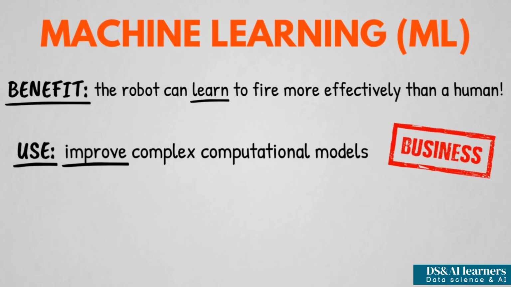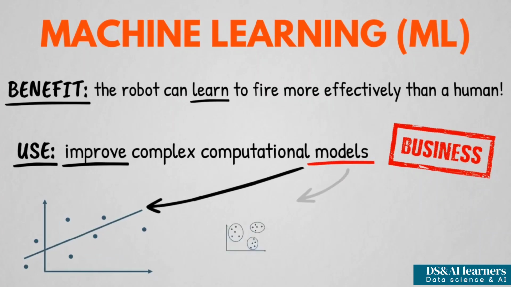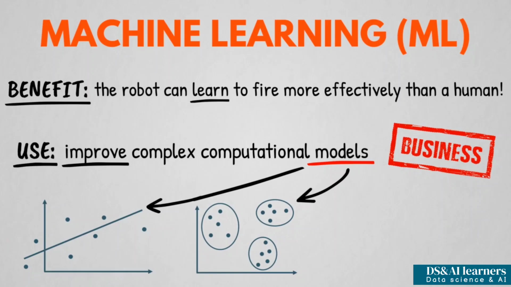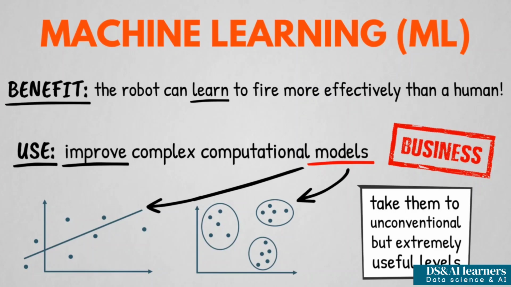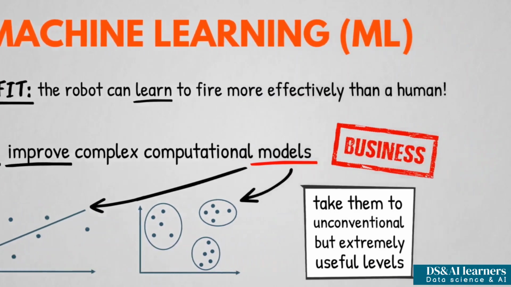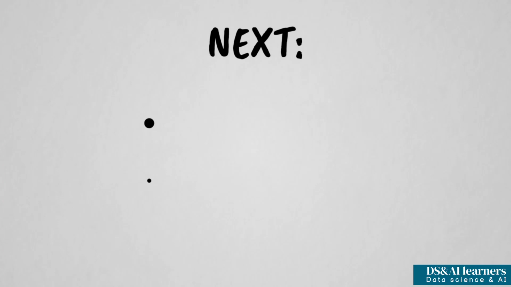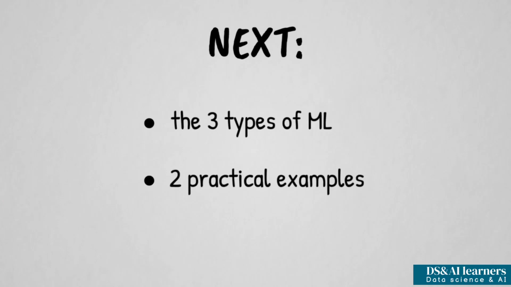And the complex computational models we are talking about step on the fundaments of regressions and cluster analyses models we discussed in our previous videos, and take them to unconventional but extremely useful levels. After we discuss the three major types of machine learning, we will provide 2 examples of real-world applications of machine learning. Catch you later.